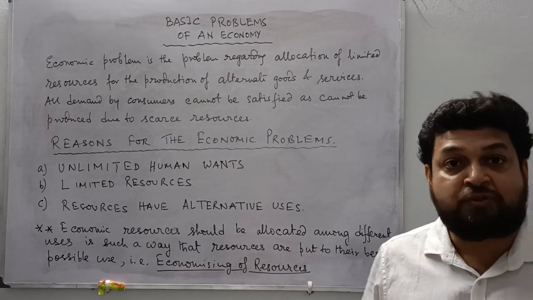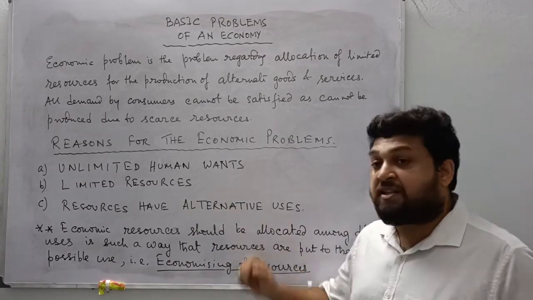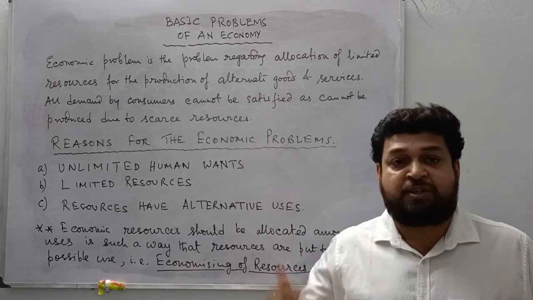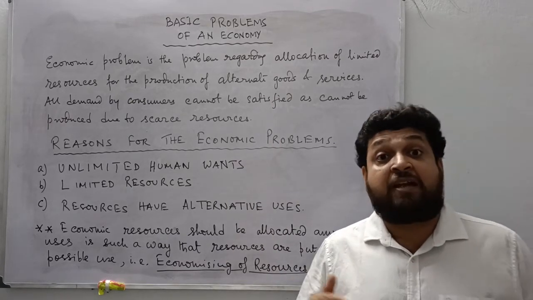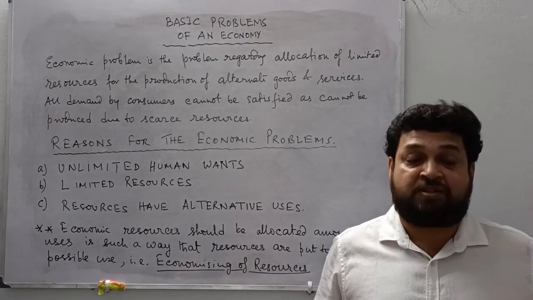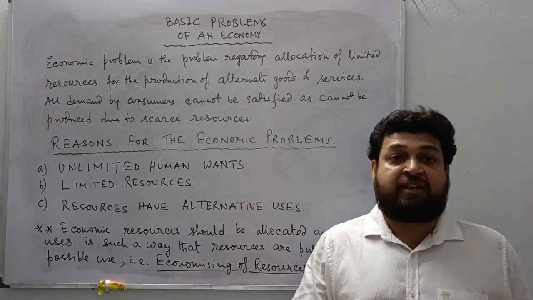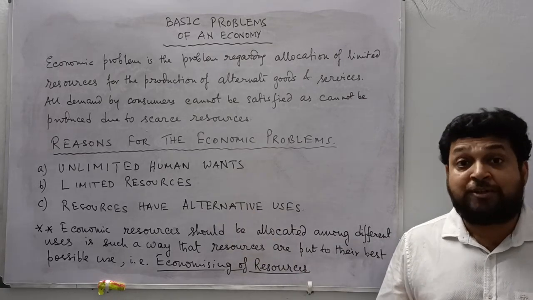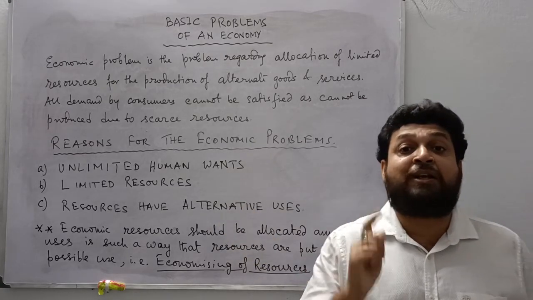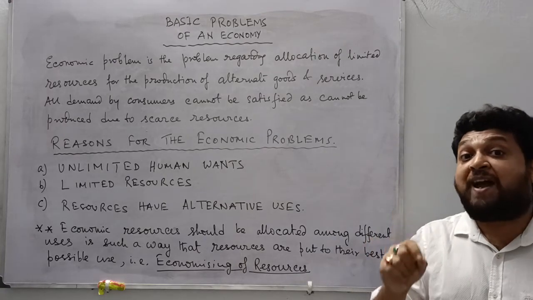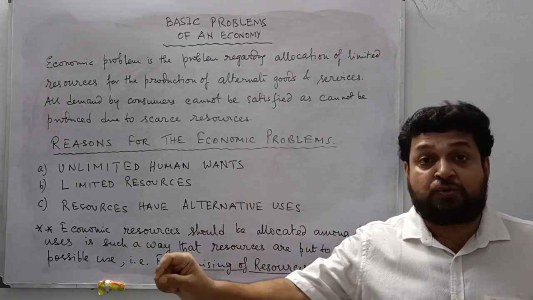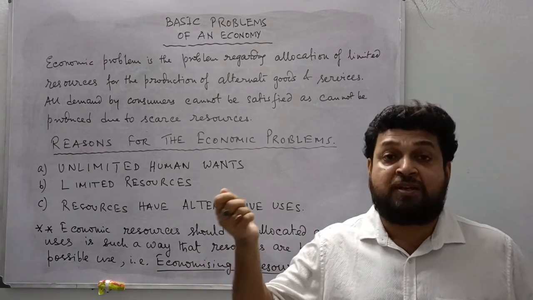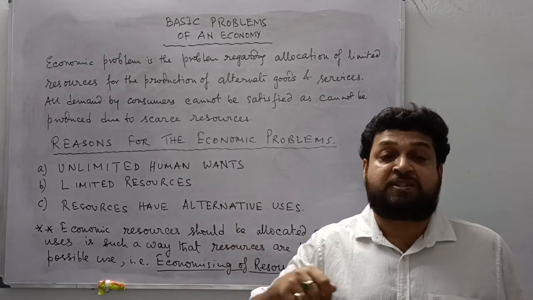We talk about the problem of choice because resources have alternative uses. As I mentioned, maybe labor, maybe natural resources, maybe capital. They can be put to different types of uses. So when resources can be used for producing different types of goods, the economy needs to choose where to put that resource into use, or what should be the best way, where it should be used so that the use is the best one.